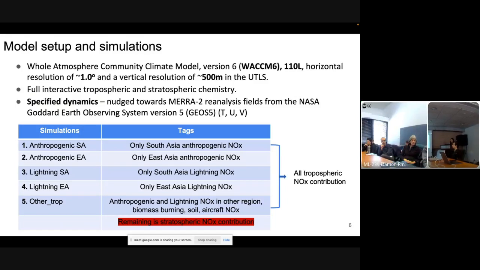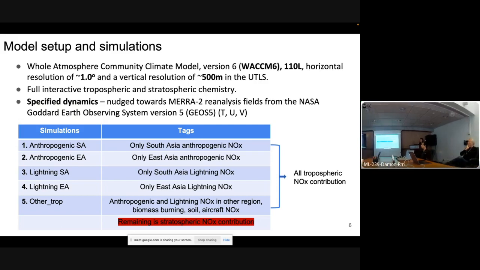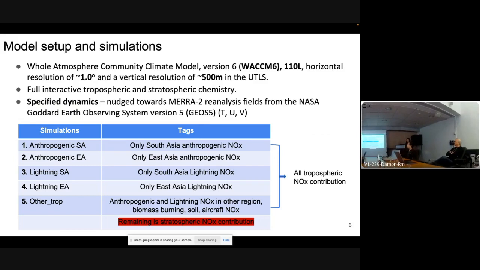Okay, so we use WACCM6 with 110 levels for the tagging study. It has a horizontal resolution of 1 degree and a vertical resolution of 500 meters in the UTLS region. It also includes interactive tropospheric and stratospheric chemistry. For all the simulations, I performed them in specified dynamics mode, nudged towards MERRA-2 reanalysis fields from the NASA GEOS-5 data.